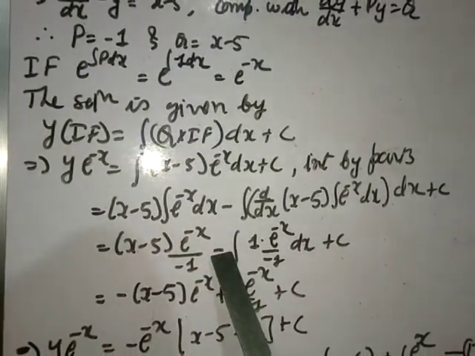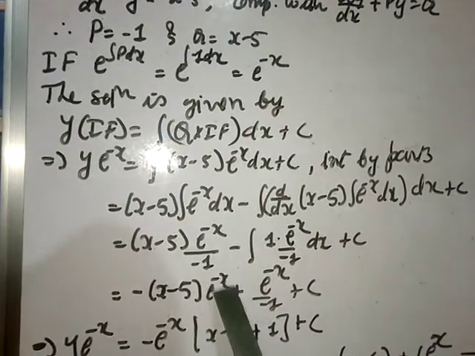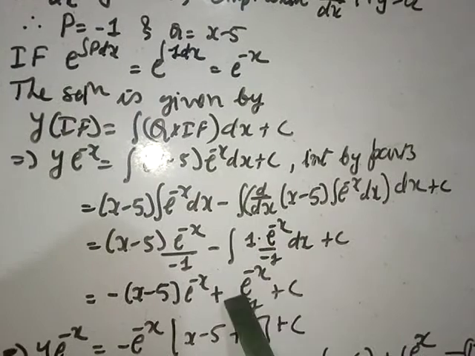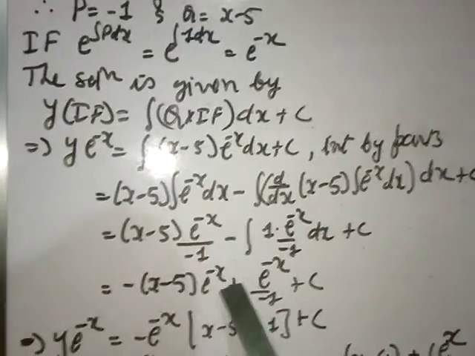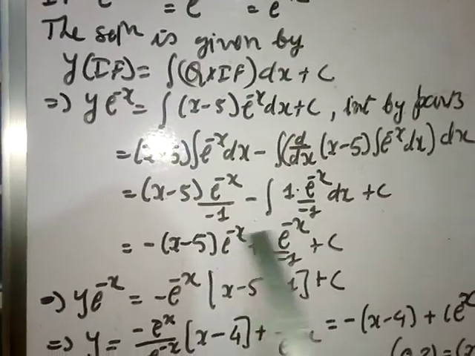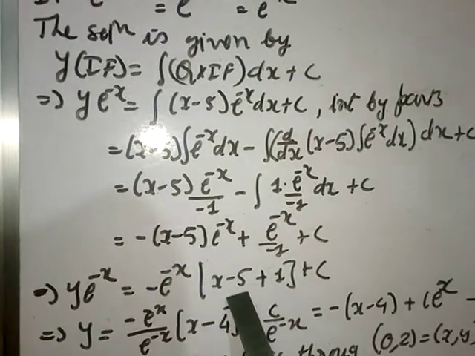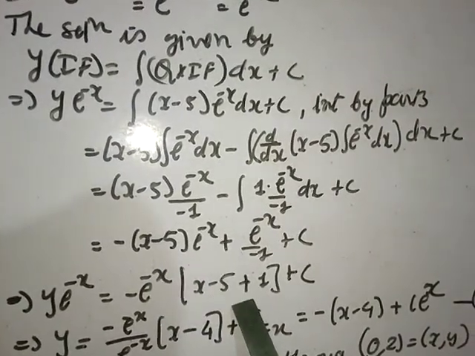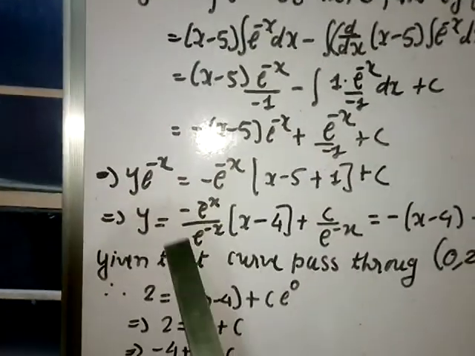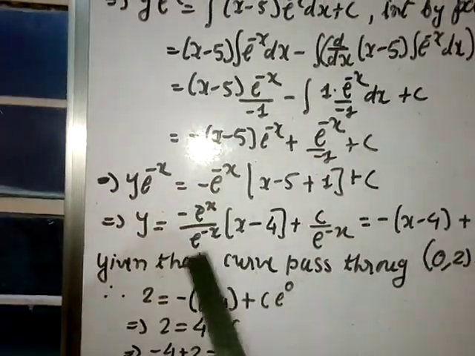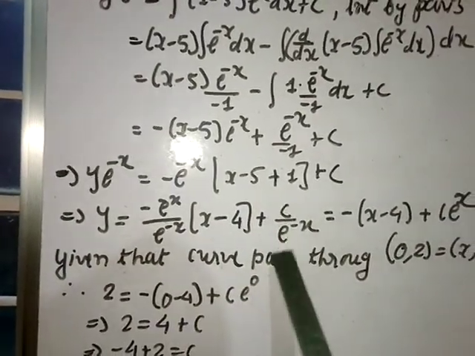This minus a minus gives plus, and you have to integrate this once again. This gives minus, bringing here x minus 5 e power minus x, plus the integral of e power minus x, which is e power minus x divided by the coefficient of x, that is minus 1, plus c. So this becomes minus 1. Now take e power minus x common. I am taking minus of e power minus x. So here remains x minus 5 plus 1, because minus I am taking common, plus c. Now e power minus x I am transferring here, so y is equal to minus e power minus x by e power minus x times x minus 5 plus 1, which gives you minus 4, plus c by e power minus x.